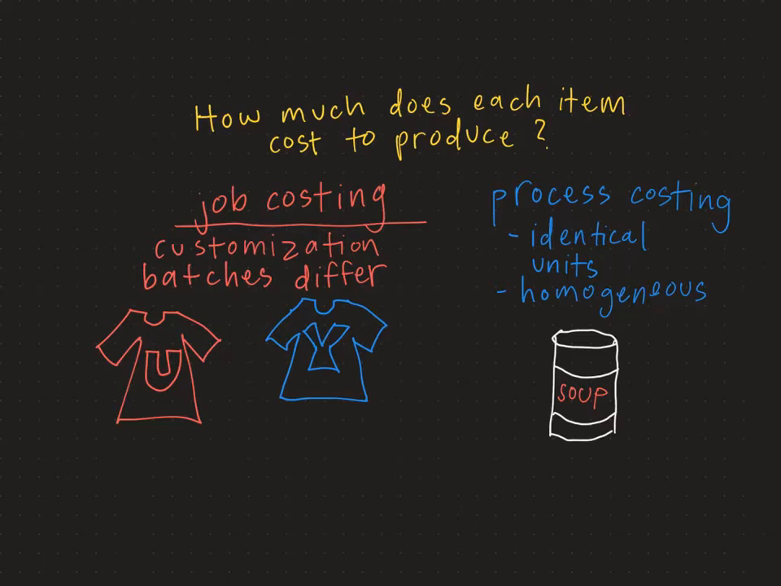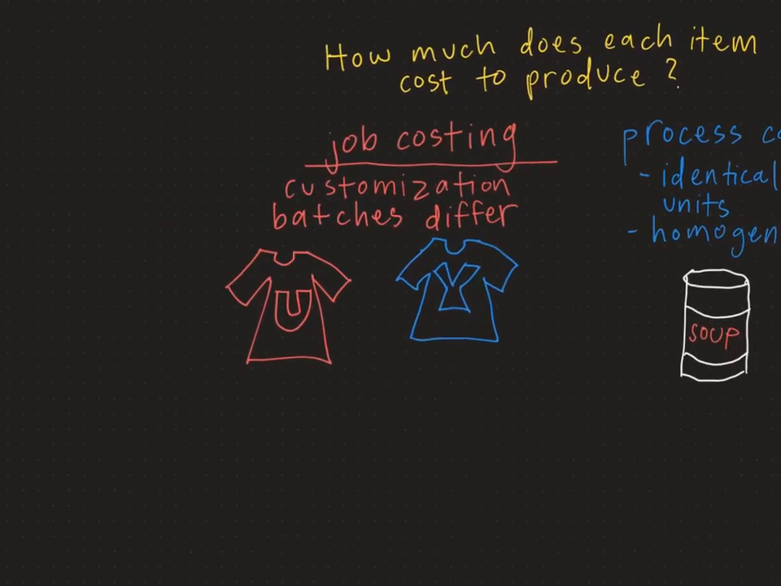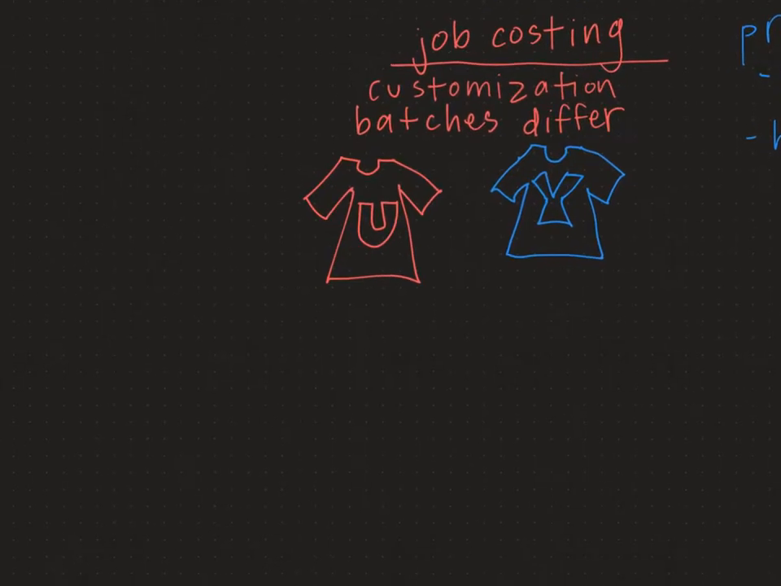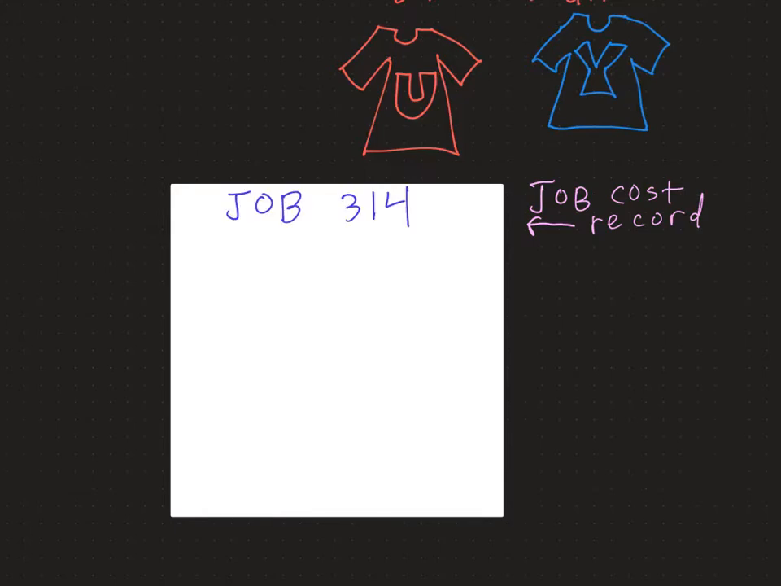Now let's go into more detail about how job costing works. I want you to envision a schedule called the job cost record. The job cost record first is labeled with the job number on top. And then there's a section for each of the three manufacturing costs of the job. We learned about these manufacturing costs before. They are direct materials, direct labor, and manufacturing overhead.